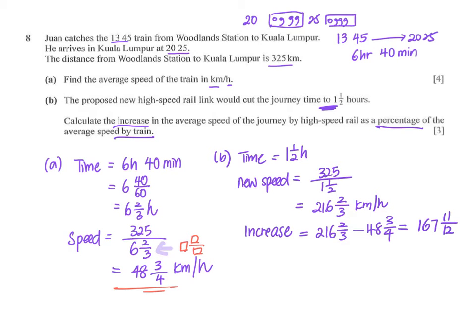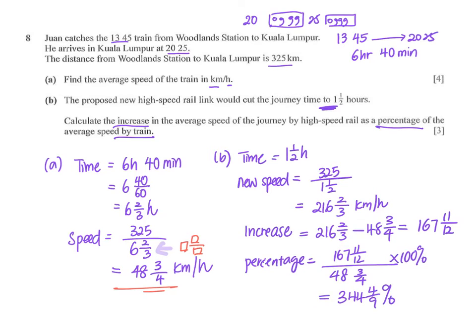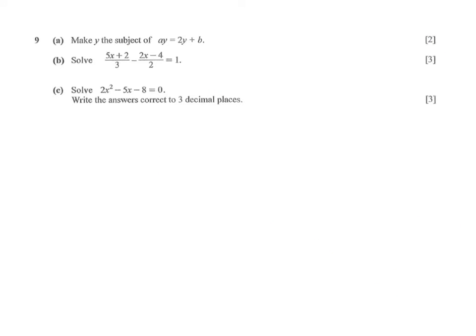If it's percentage of the train, that means the denominator will be the speed of the train. The speed of the train is 48 3/4. So the percentage will be this increase divided by my original speed times 100% to give us an answer of 344 4/9%.